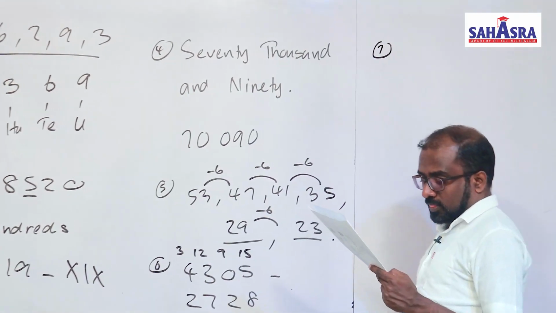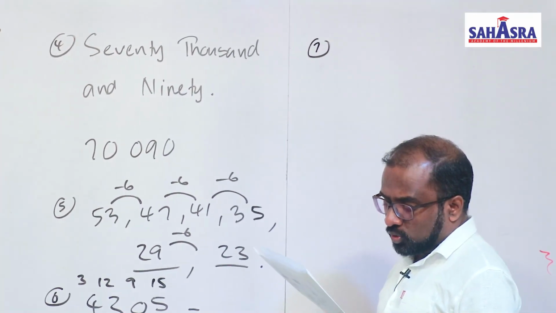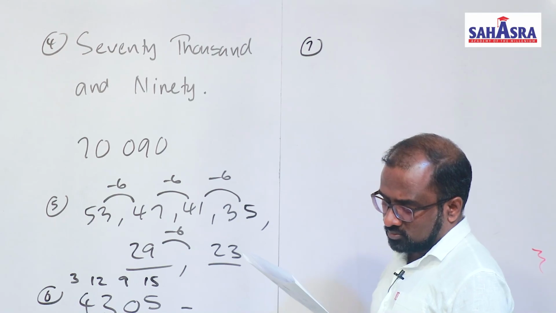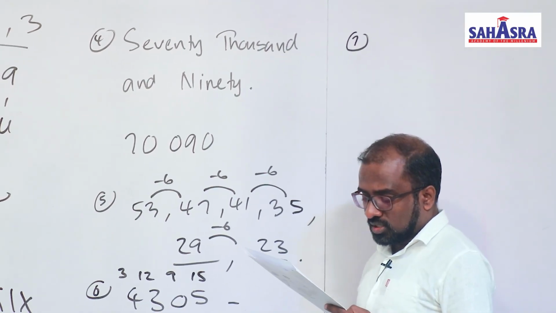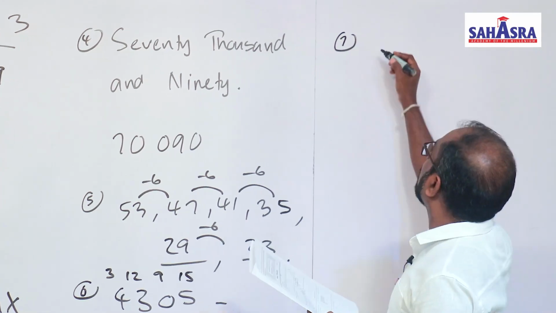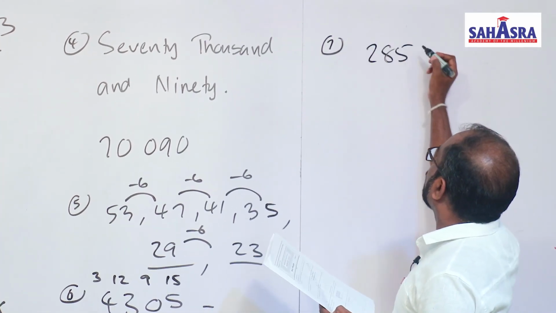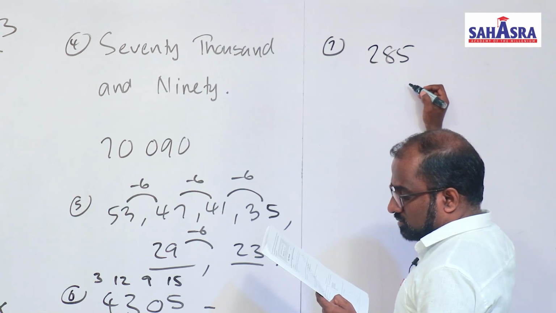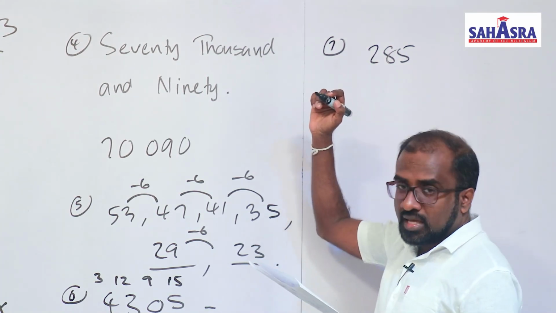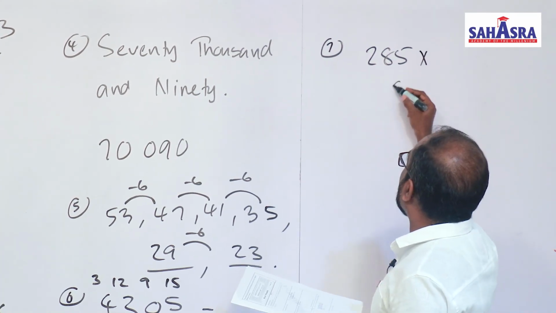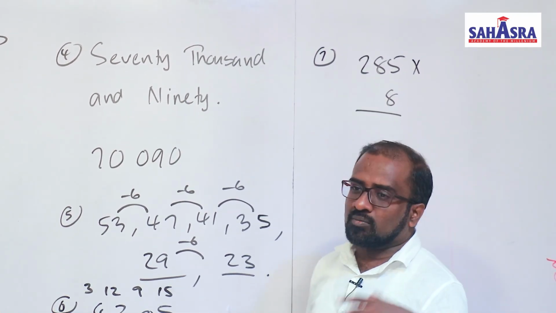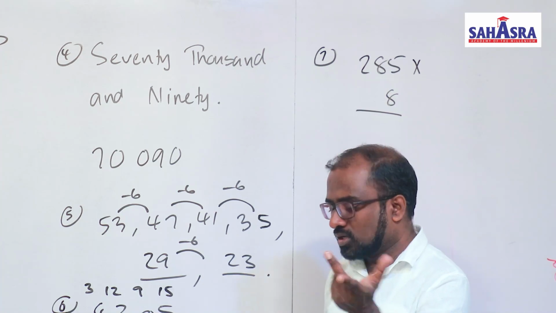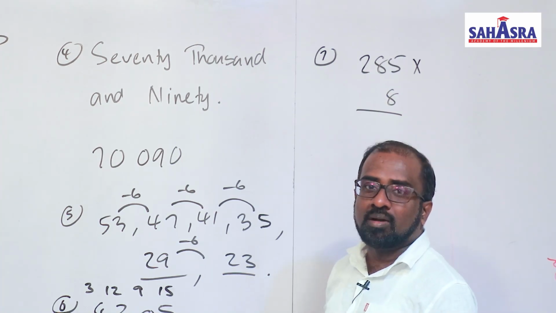7th question. The price of a book is rupees 285. You are asked to find out the price of 8 books. So, it's a very simple multiplication sum. Price of 1 book is given, you have to find out the price of 8 books. So, everyone knows that it has to be multiplied.